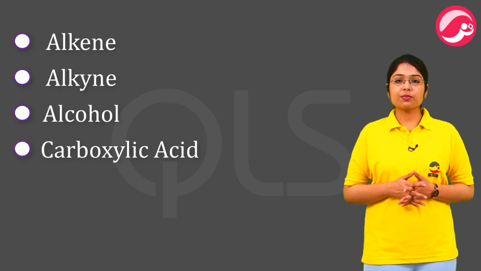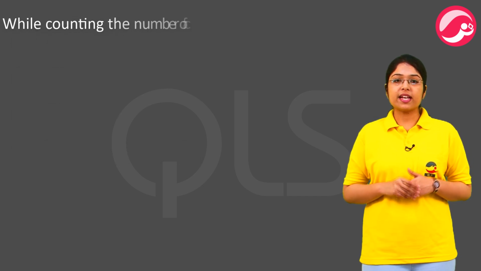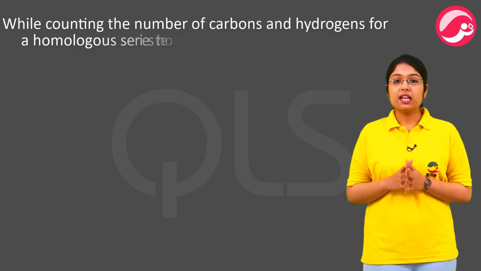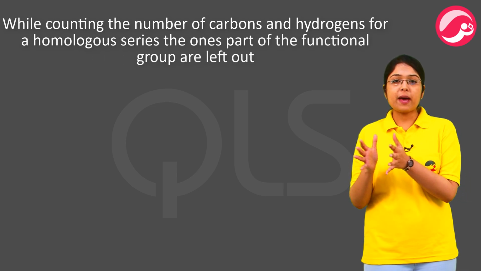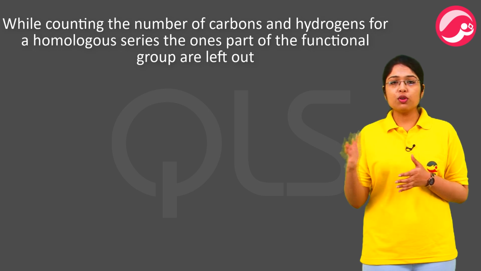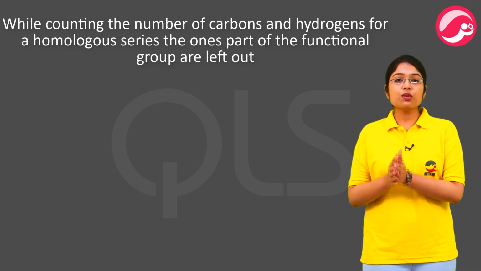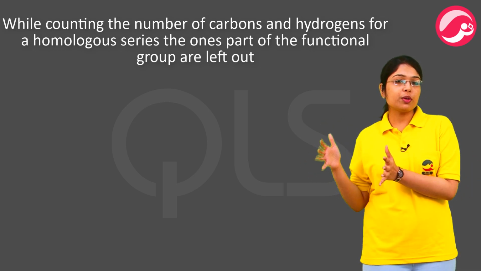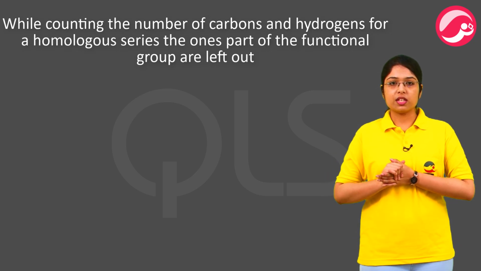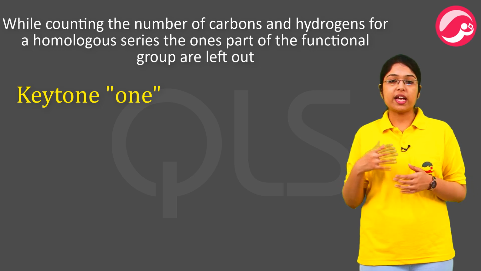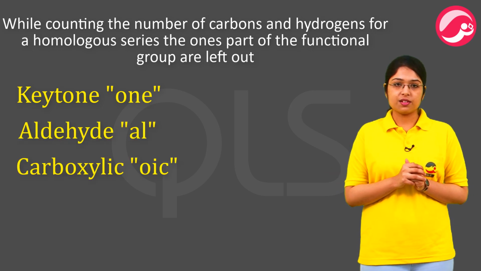While counting the number of carbons and hydrogen for a homologous series, the ones part of the functional group are left out. Whenever we count a parent chain or carbons in a homologous series, if any carbon is involved in the functional group, we do not count it, like the ones involved in ketone, aldehyde or carboxylic acids.